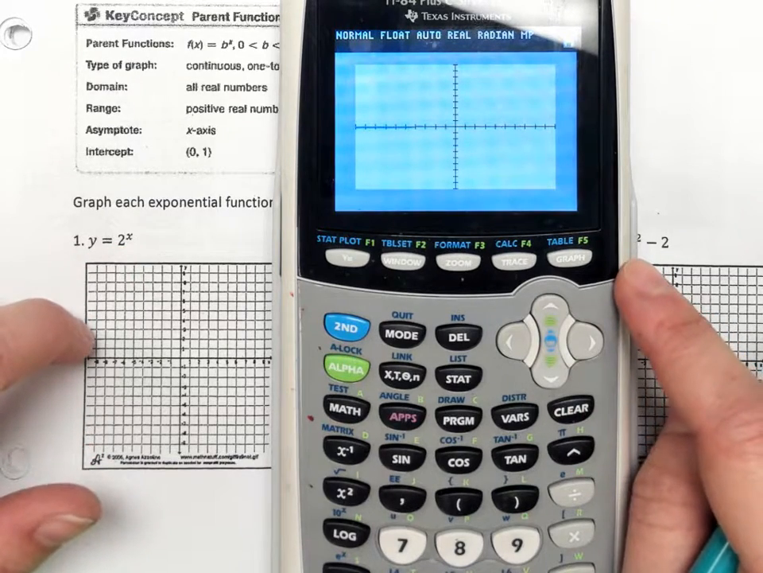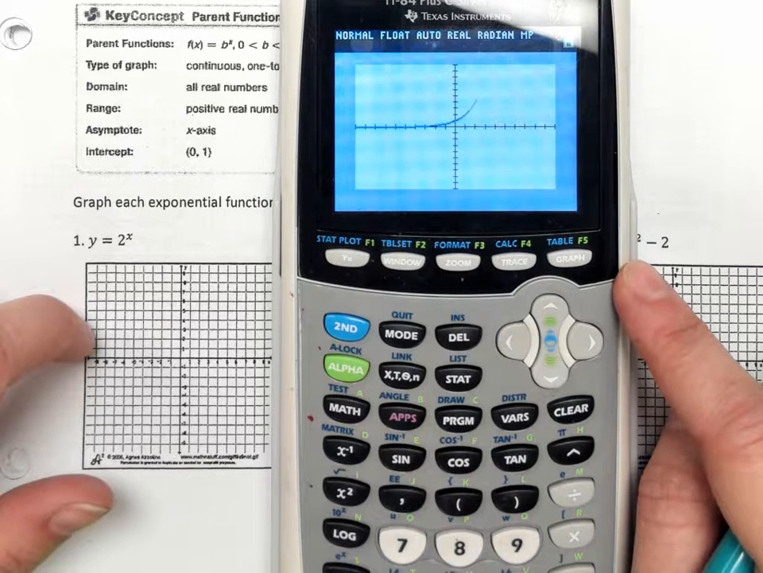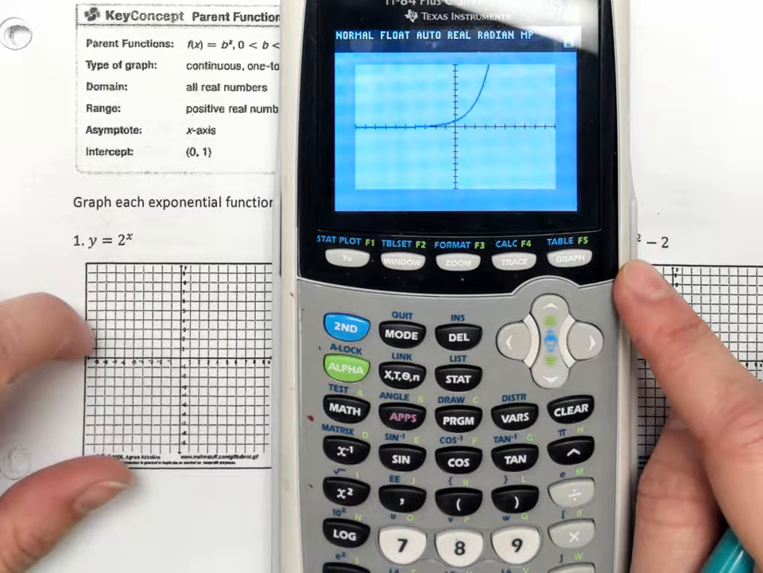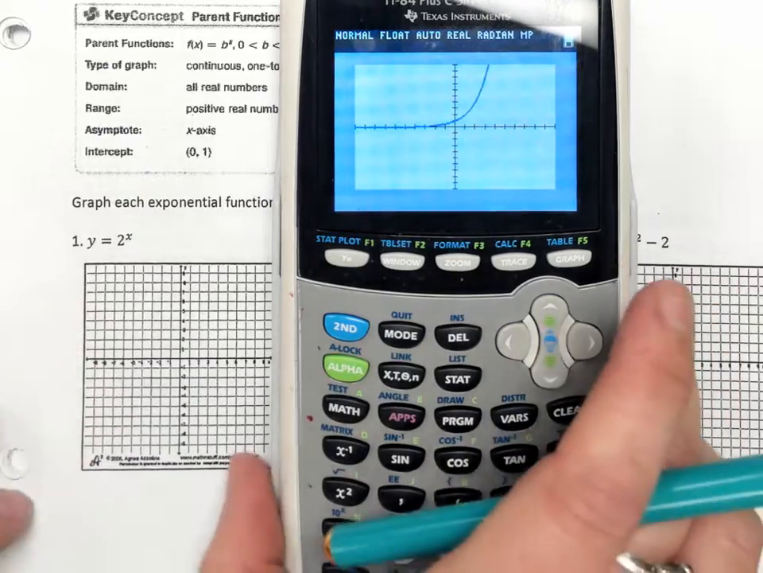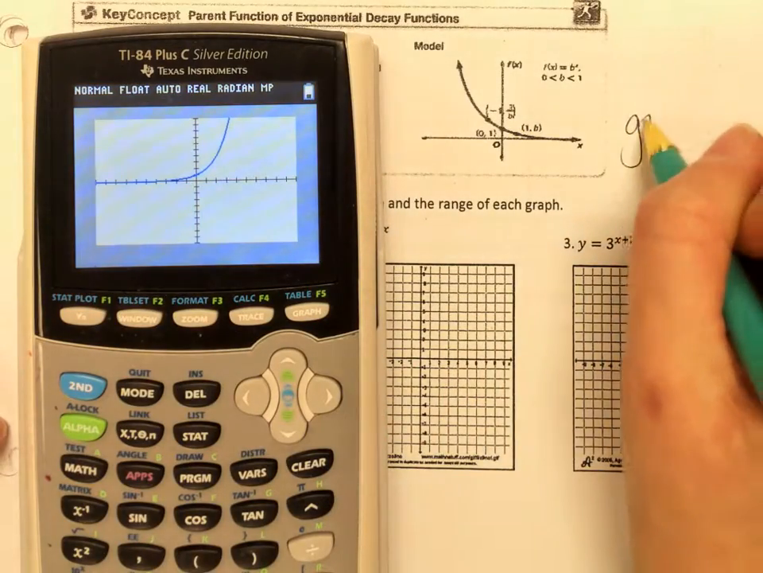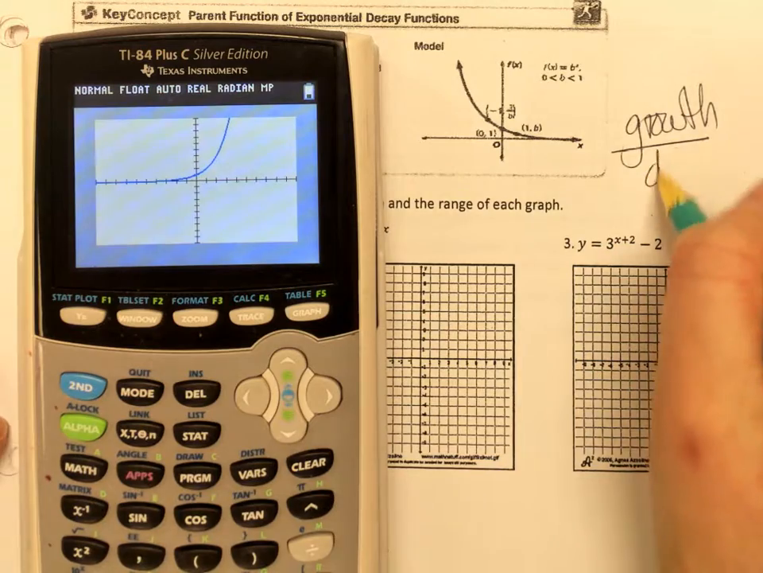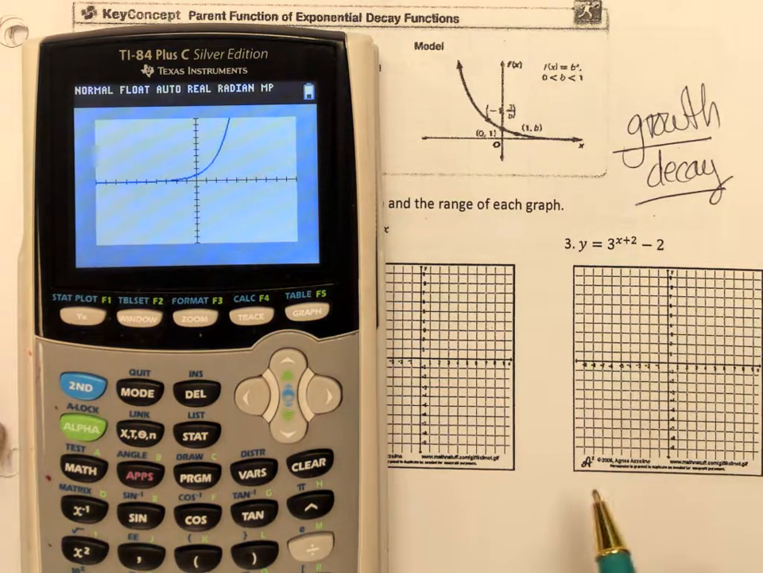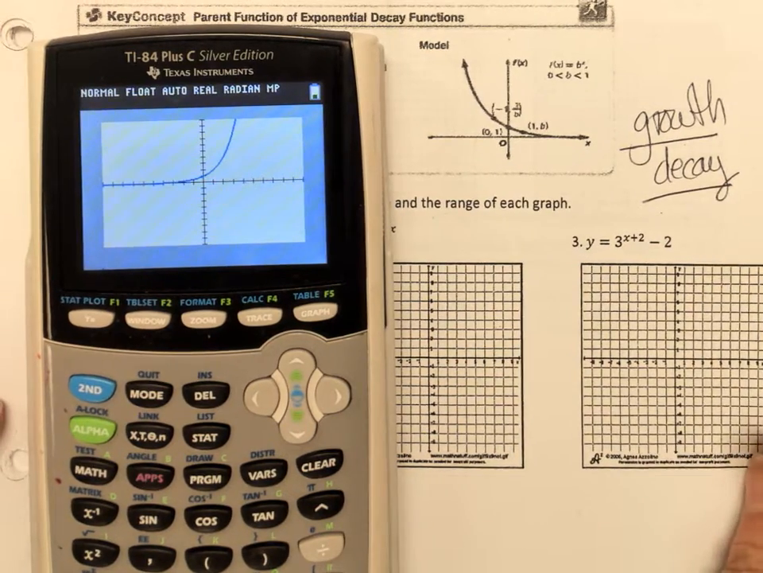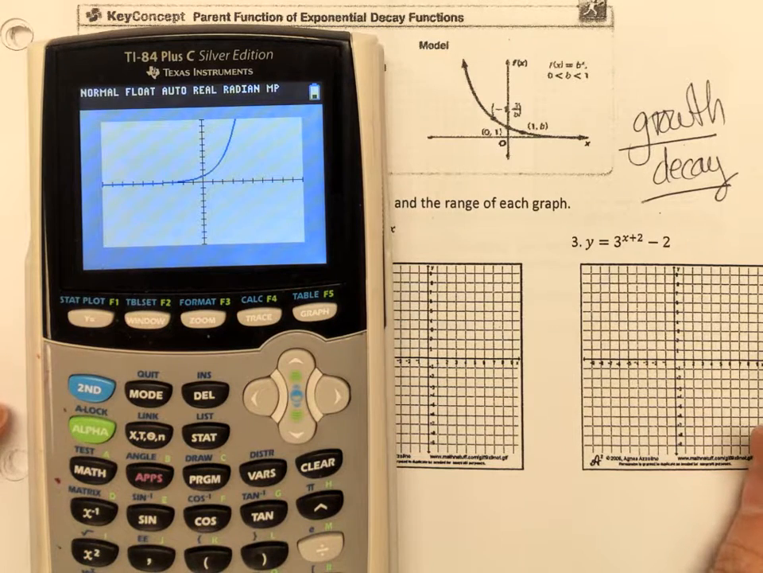Now there are 2 types of exponential functions. Does anybody remember the 2 types? Read the top of your paper somewhere. Growth and what? Decay. There are 2 types. You need to know them. Growth and decay. So if on your quiz Thursday I were to ask you, what are the two types of exponential functions? What would you say? Growth and decay. Get it? Got it good?